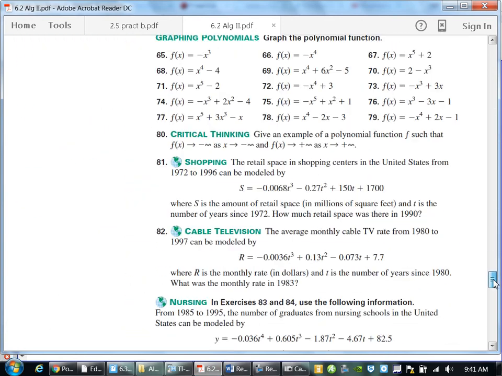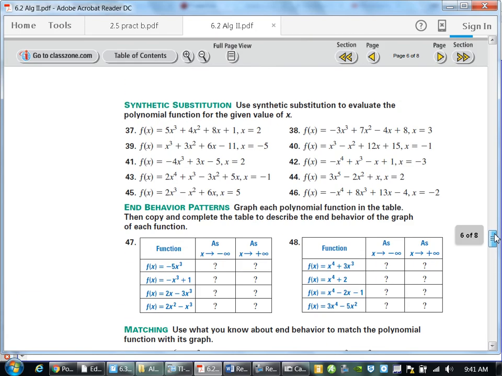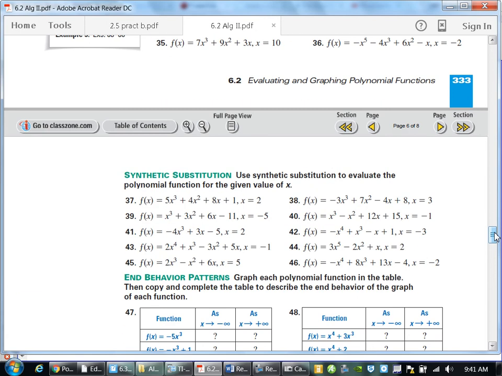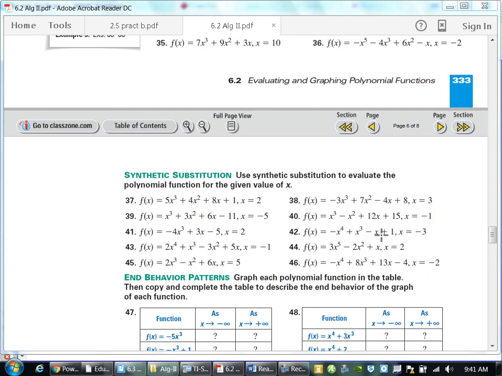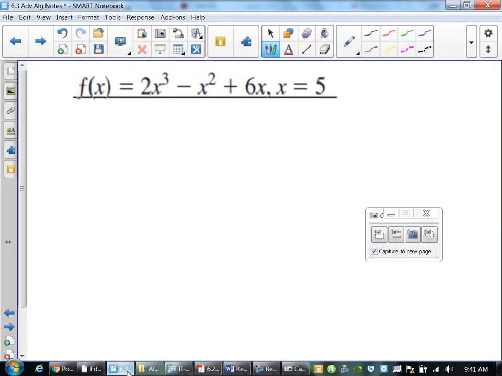Two. 2, 6, 10, 35. Come on, you should be able to do it. You know how to say it. 2x cubed minus x squared plus 6x. And we're going to use 5 as our 0 to synthetically divide by.